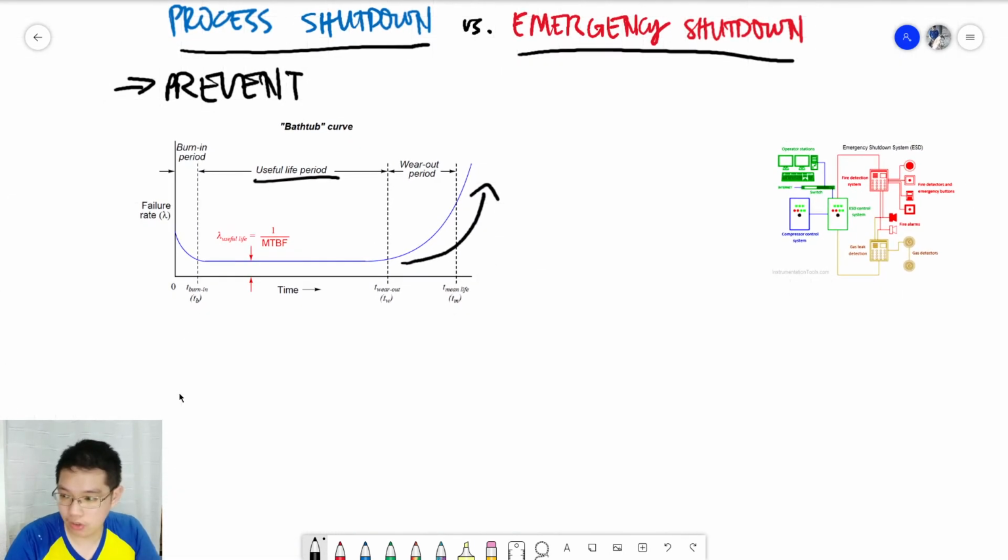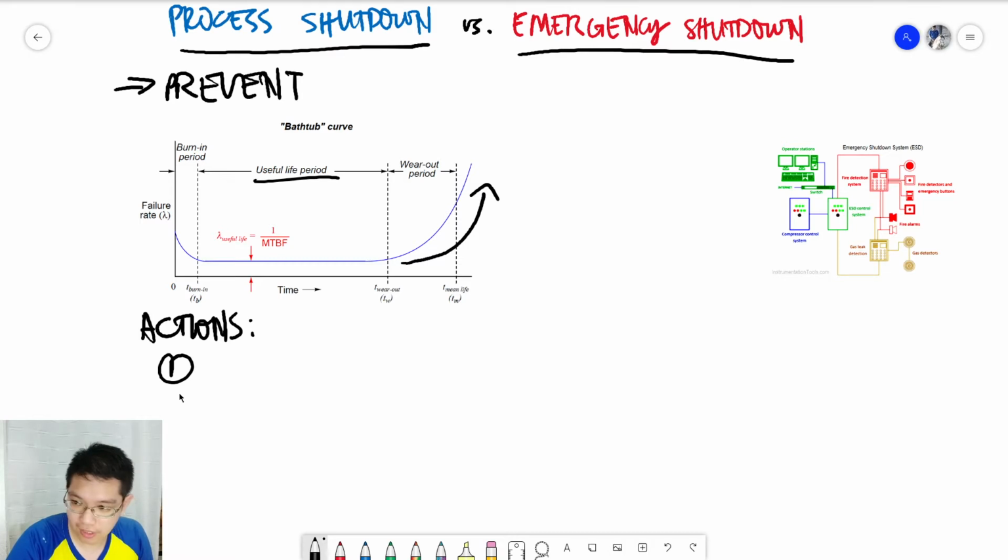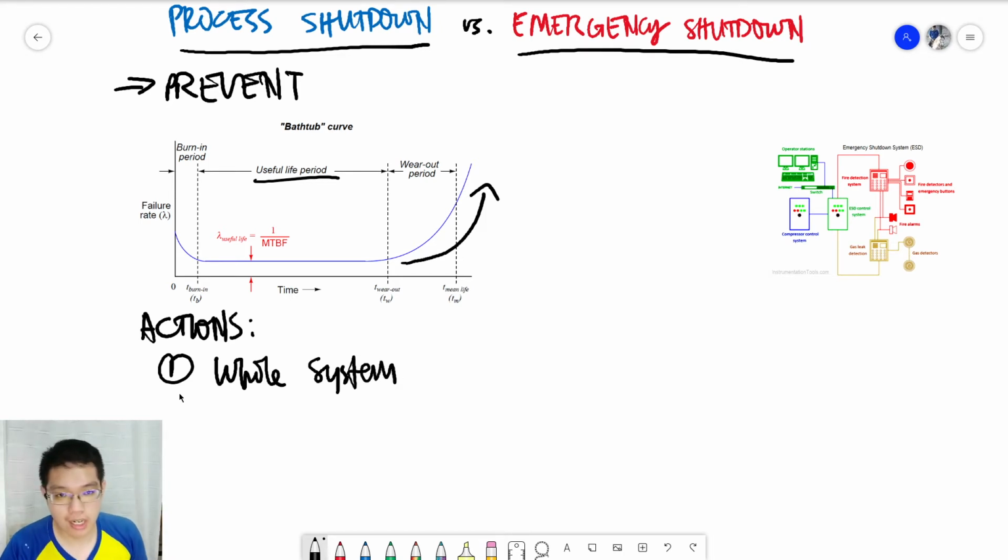So what does process shutdown do? We have actions. First, it shuts down the whole system. Process shutdown can shut down the entire system if the malfunction is found to be widespread. Then you can shut the whole system down in order to mitigate the problem, to prevent the problem from furthering, and to fix it.